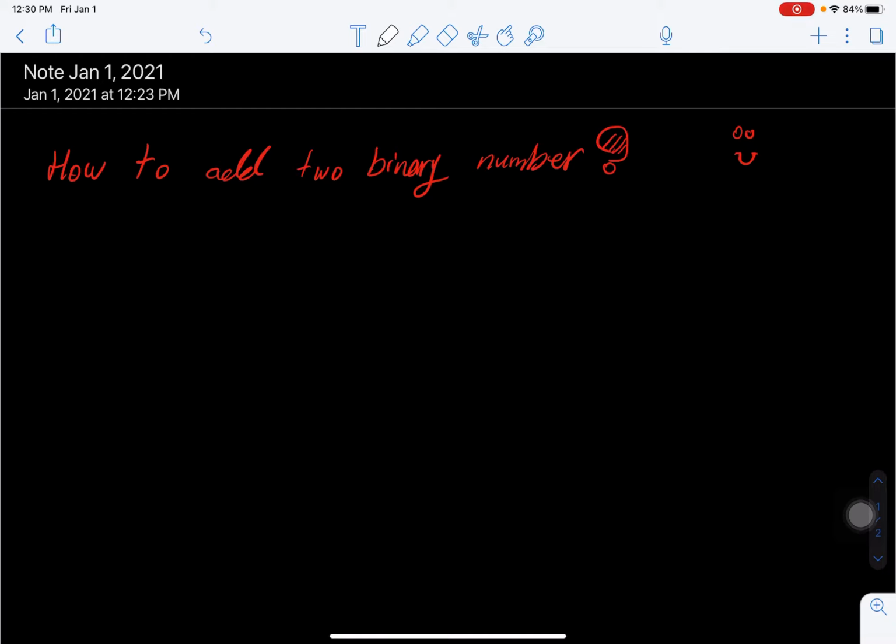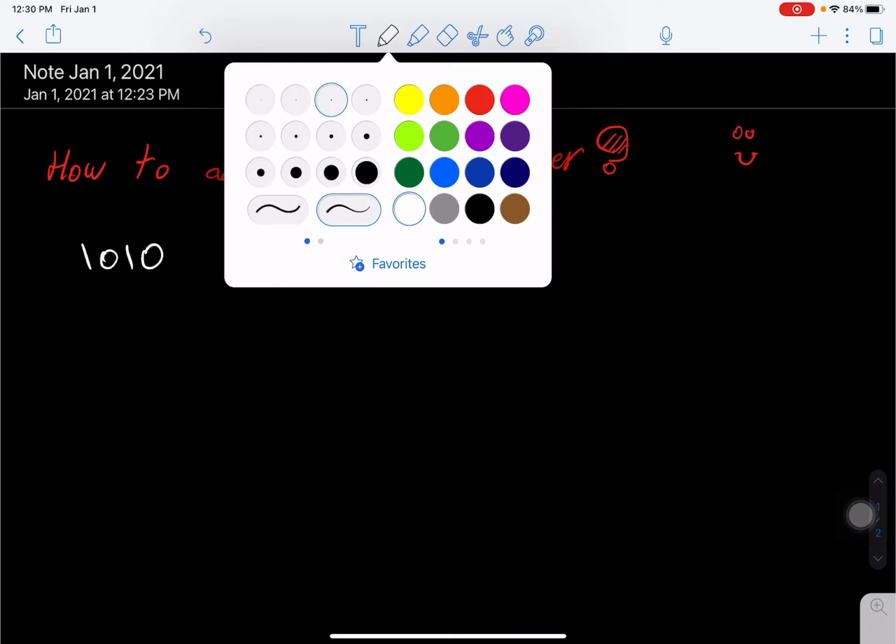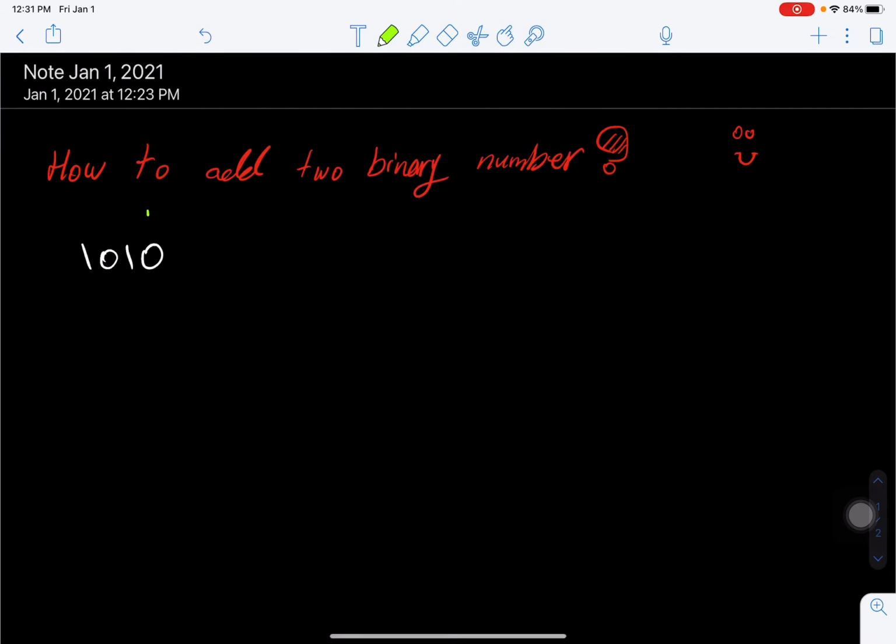First of all, if you have, for example, 1010, and you want to know what number these actually represent, you're going to put, I'll write it down with a different color, 1 here for the first number, the second one is going to be 2, the third one is going to be 4, and the last one is going to be 8.